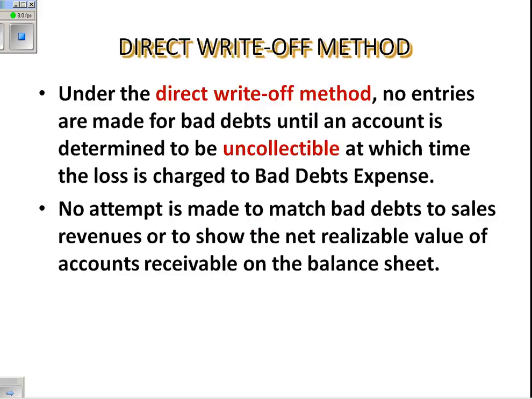Under the direct write-off method, no entries are made for bad debts until an account is determined to be uncollectible, at which time the loss is charged to bad debt expense. No attempt is made to match bad debts to sales revenues or to show the net realizable value of the accounts receivable on the balance sheet, so it does not follow GAAP principles and is not acceptable.